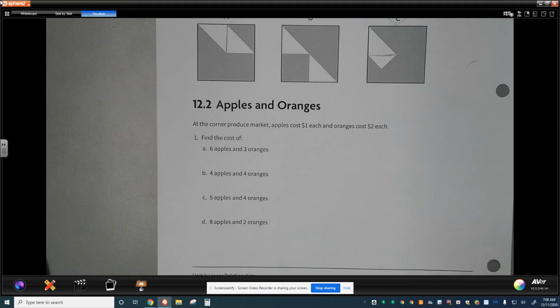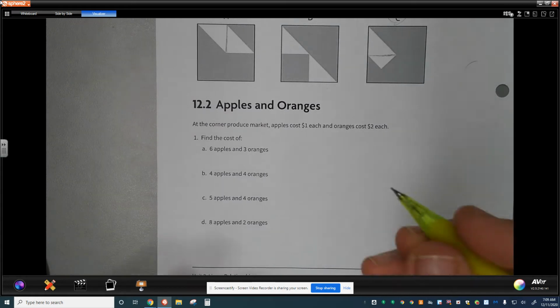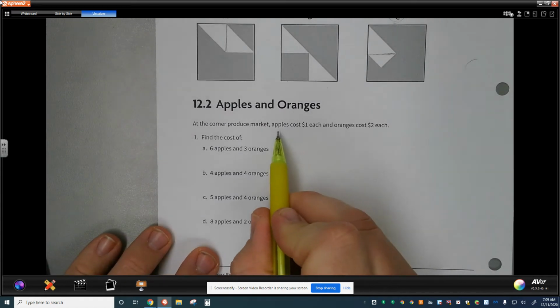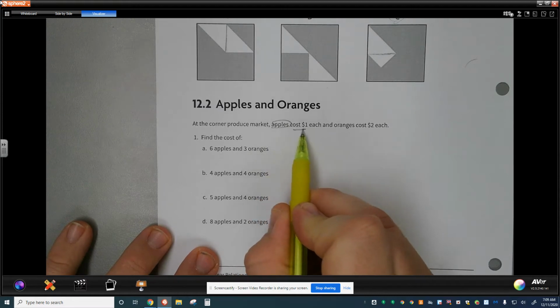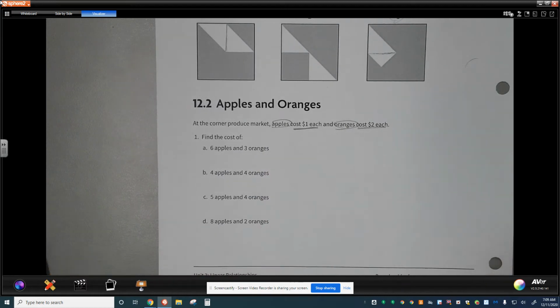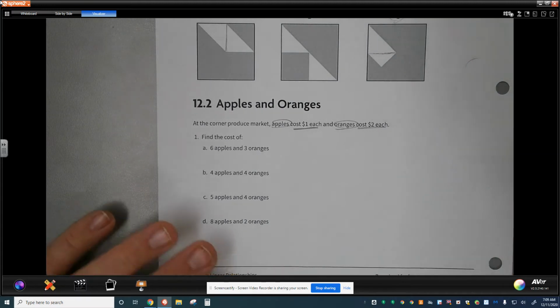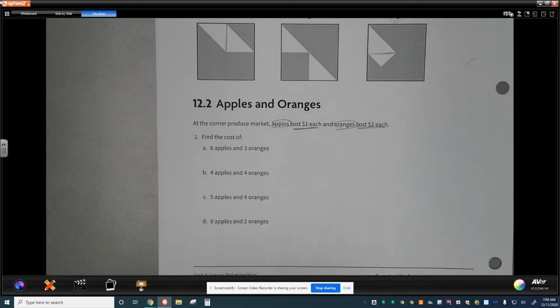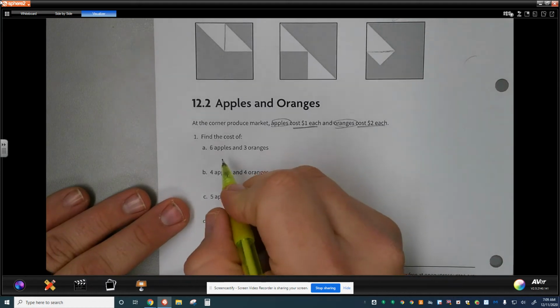We're going to talk about apples and oranges when it comes to solutions to linear equations for this one. And so we're just going to go ahead and find out some costs. At the corner produce market, apples cost $1 each and oranges cost $2 each. So we have two different rates of change here, but not really in the way that you think that it will be. When we talk about finding the cost of 6 apples and 3 oranges, we can look at it like this.